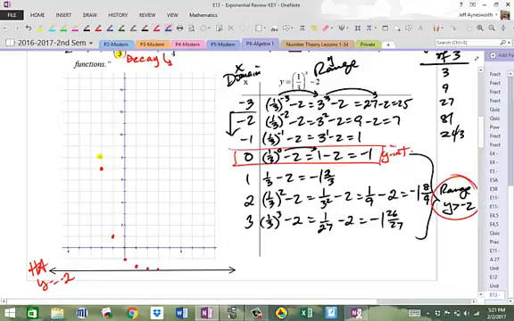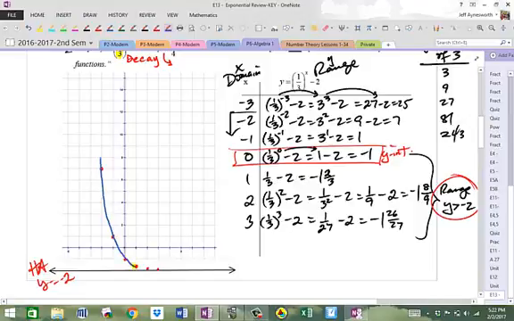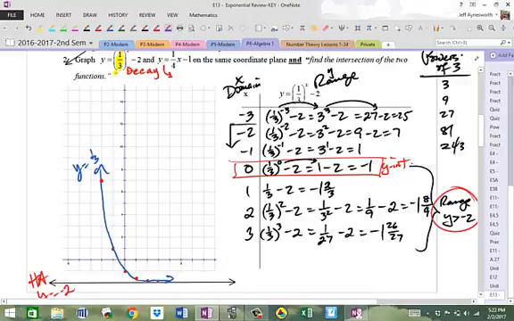So when I graph this, it's going to decrease because this is a decay function. Whenever the base is a fraction less than 1, you have a decay function. And there we go. So this is y equals 1/3 to the power of x minus 2. Now I got to graph my linear function, 1/4 x minus 1.